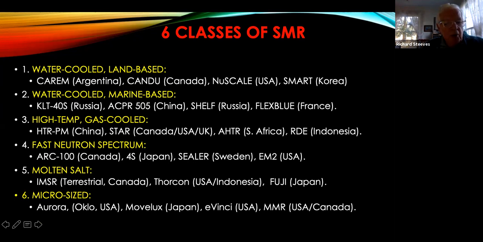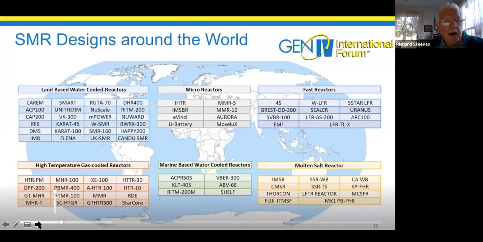And then we have the very small ones. Aurora, I showed you a picture of last time, made by Oklo, and there are other companies as well. So that's really encouraging. I just found this slide recently in a Gen 4 webinar showing the designs around the world. It's really quite incredible. Here we have 24 different land-based water-cooled reactors. CANDU in Canada is even making one. And we have NuScale up here. Then we have these micro reactors. I mentioned Aurora just a minute ago. The fast reactors based on sodium. And then we have the high temperature gas-cooled ones, these are pebble bed with helium. And then we have the marine-based ones. And this of course is the Russian one.